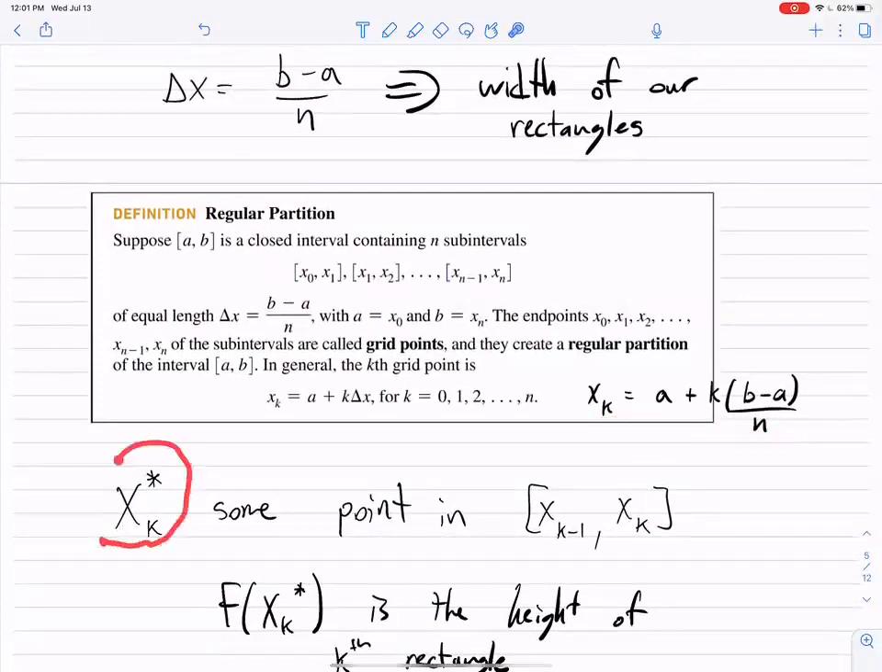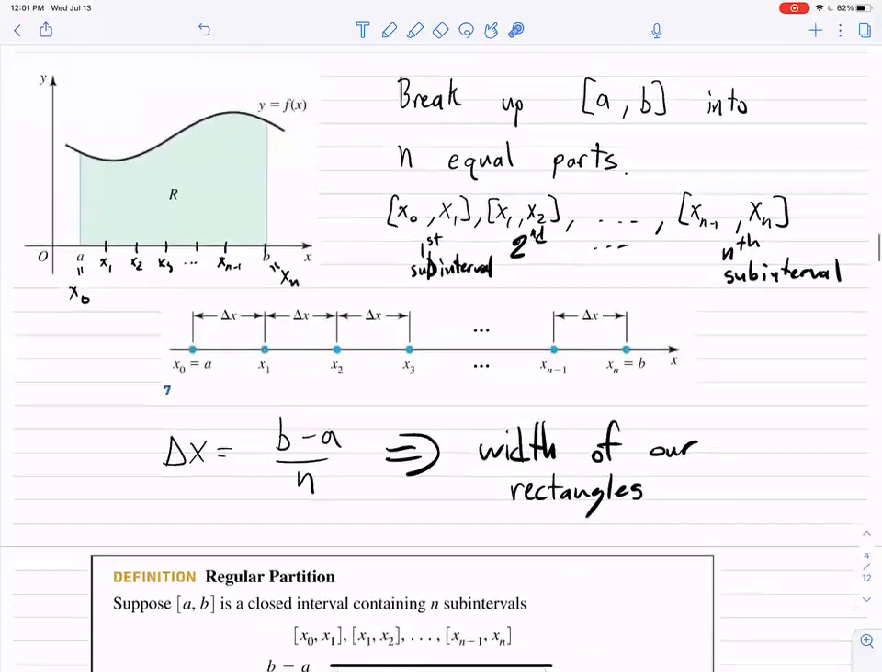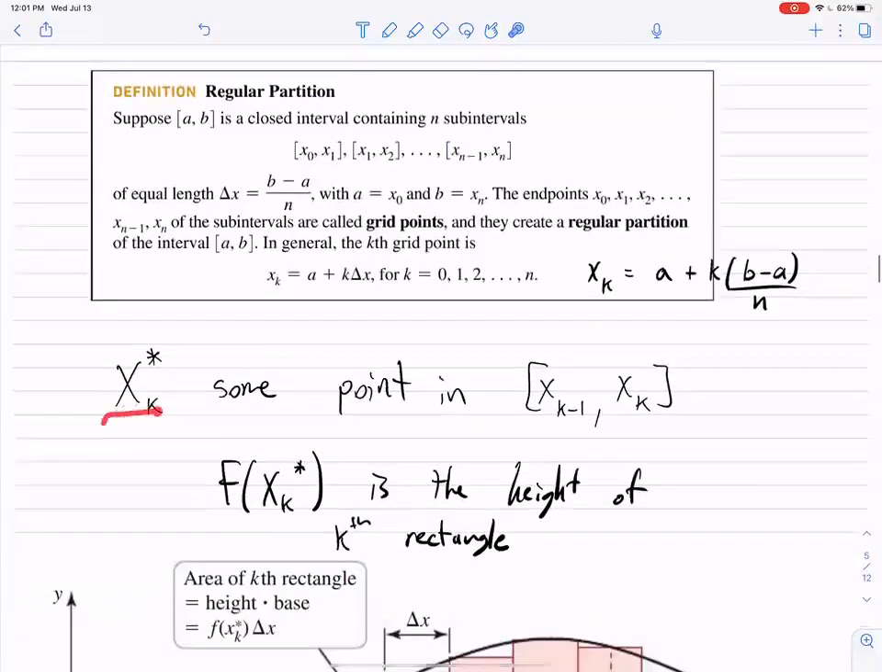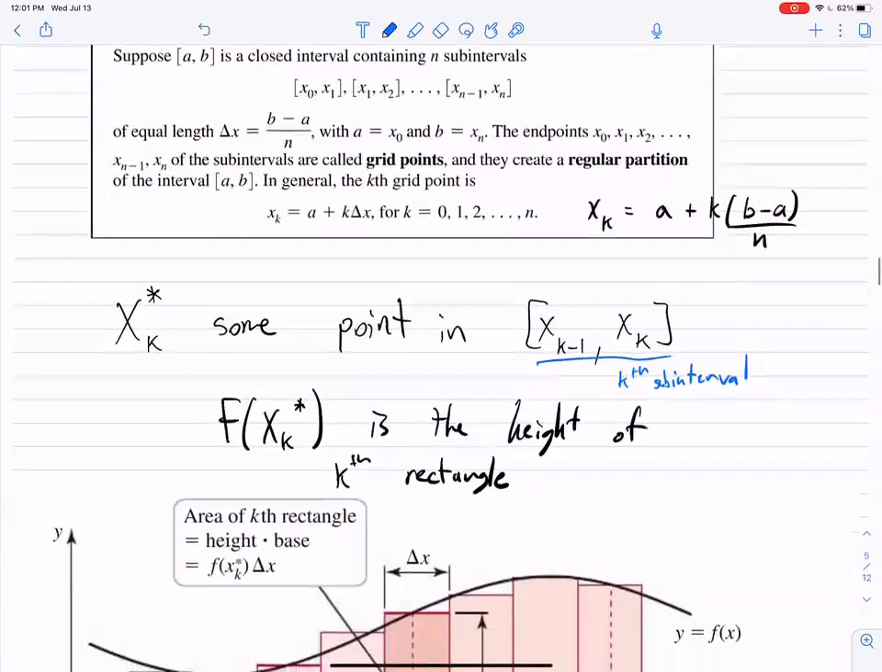Then we're going to use the notation x sub k star. That means a point in the kth subinterval, which goes from x sub k minus 1 to x sub k. Remember, the first subinterval goes from x0 to x1, and the nth one is from x sub n minus 1 to x sub n. So x sub k star is a point in the kth subinterval. Then you take the function value at that point, and that's the height of the kth rectangle.